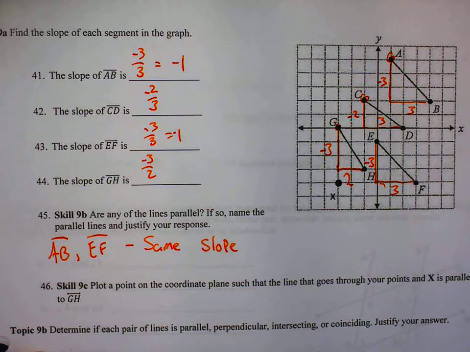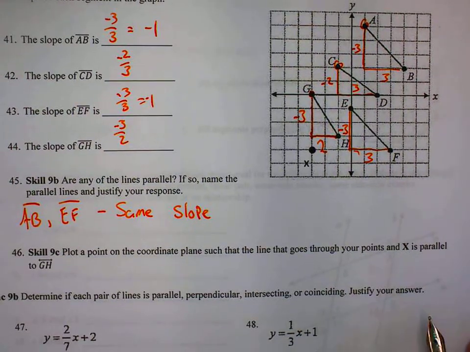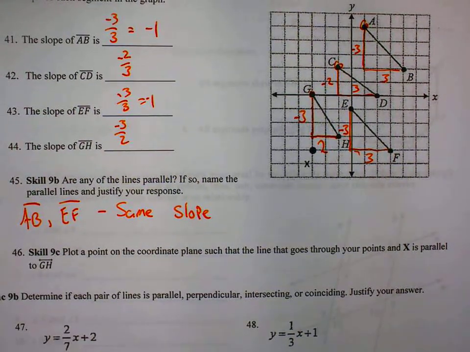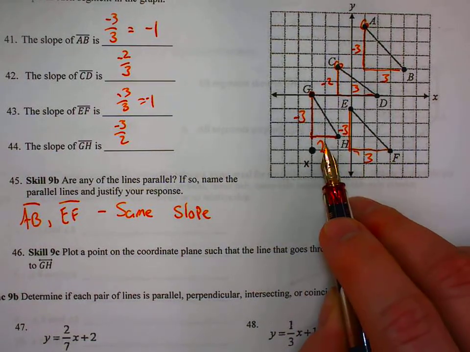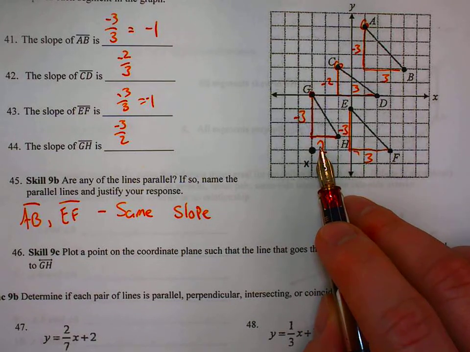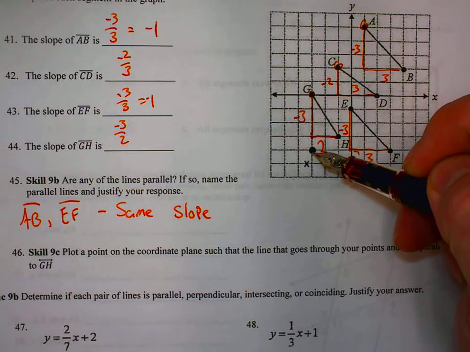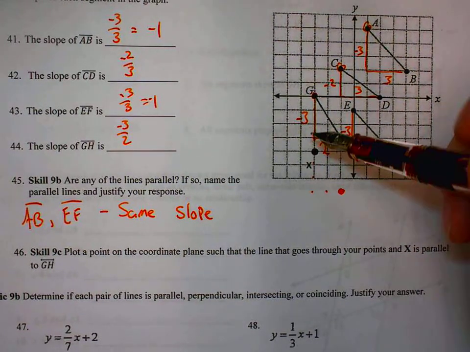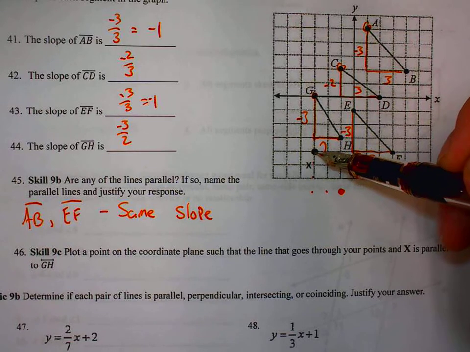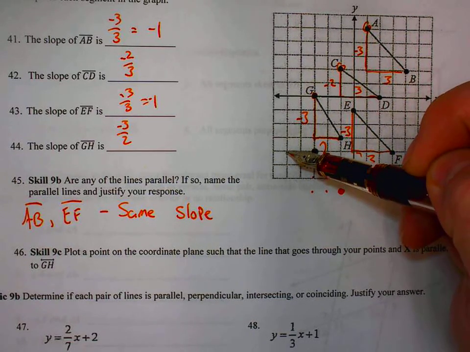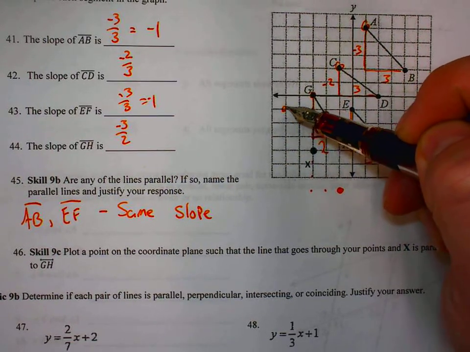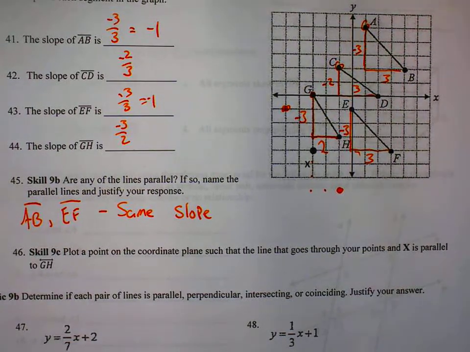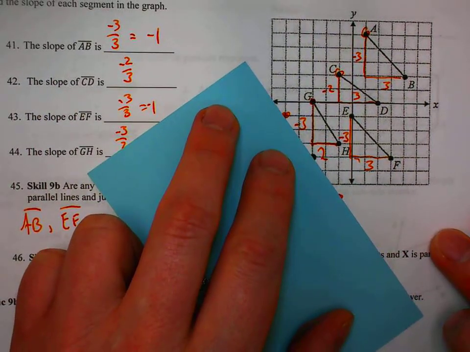Plot a point in the coordinate plane such that the line that goes through your point and X is parallel to GH. Parallel means same slope. So I just need to use the slope of GH, which was negative 3 over 2. I can either do that by going down 3 and over 2. That will put me off the graph, but that's okay. Or I can do the reverse: I can go 2 to the left and up 3. Either of those would give me a line that's parallel to GH and goes through the point X.